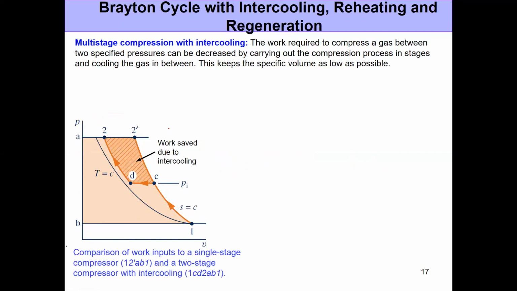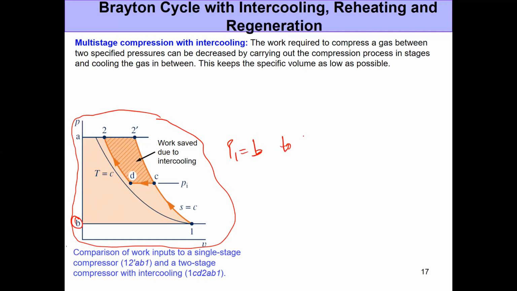Let us understand how we can reduce the work input in the compression process by using multi-stage compression with intercooling. Let us do that with the help of this PV diagram right here. Let us say you want to compress from a pressure of B at state 1 to a final pressure of A. You want to reach from B to A. Of course, the pressure of A is much higher than B, and you can do that in two ways.